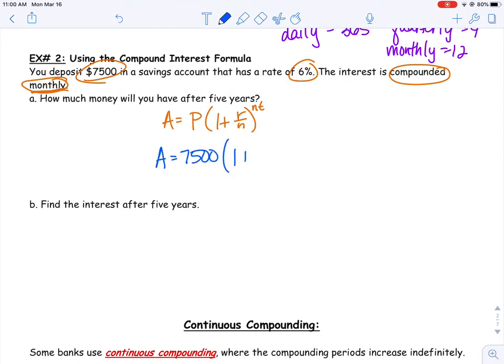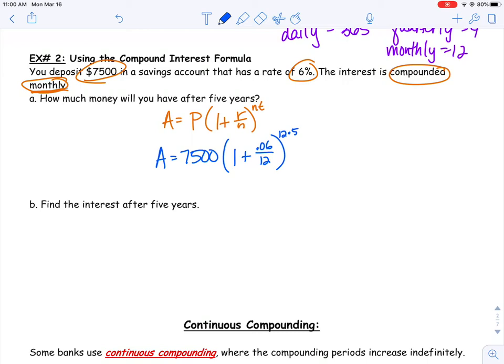So we know we have a principal amount of $7,500. We have an interest rate of 6%, but remember we're going to put that in as a decimal, so 0.06. We know that the bank is going to calculate our interest monthly. So our N, how many times a year is it going to be calculated? Well, monthly means it's going to do it 12 times a year, every month. That goes in the denominator, and it goes in there as my exponent as well. And it says for how many years are we going to keep it in the account? It says how much money will you have in your account after 5 years? So I'm going to then also multiply that 12 by 5.